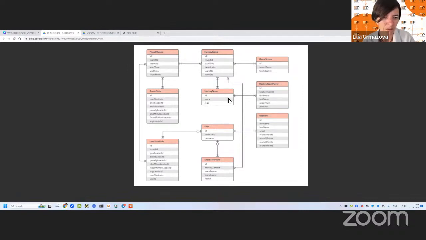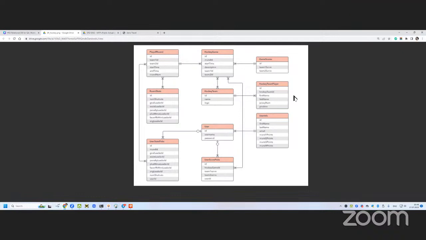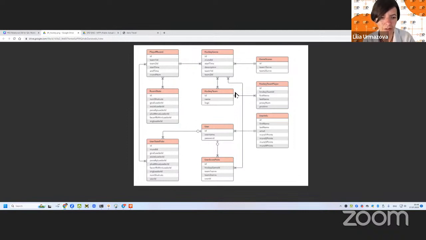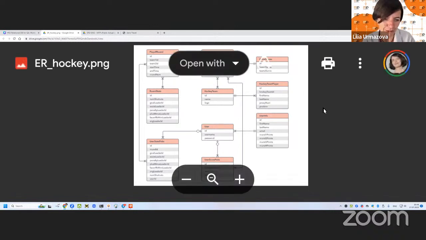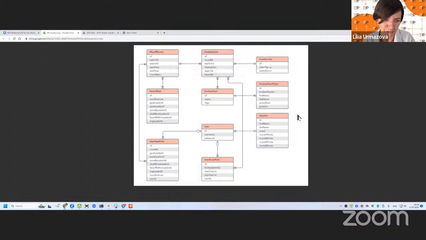Okay, so Arina, you're absolutely right that the hockey team ID is related to the hockey team. And what relationship do we have here? I think it's one-to-many. One-to-many, yes, absolutely right. In one team, we can have many players, but one player cannot be related to different teams. At least in this application, in this database, it cannot be.